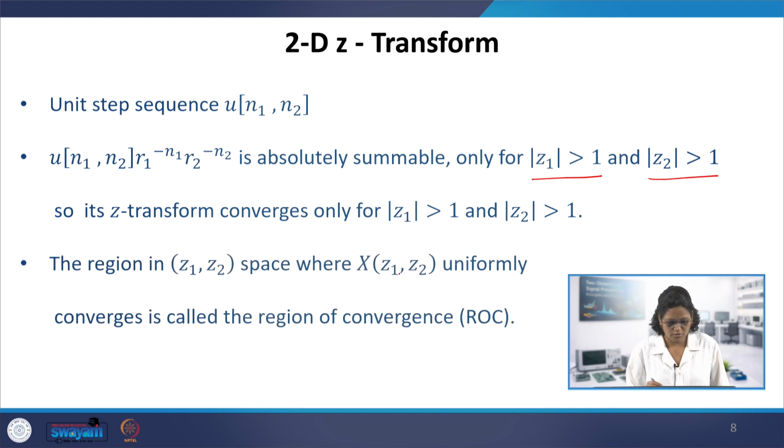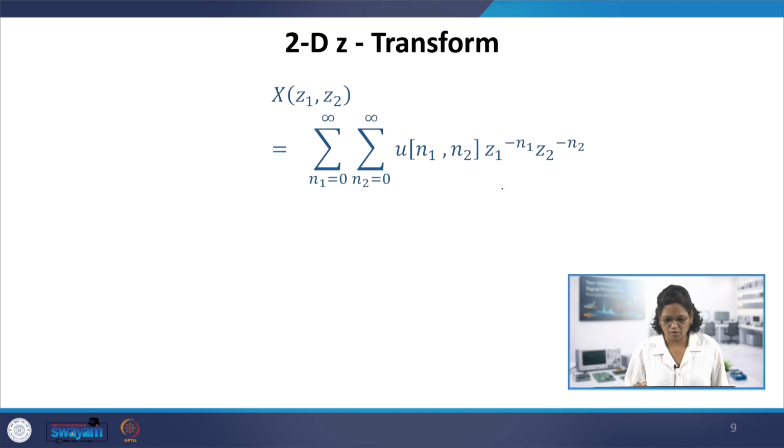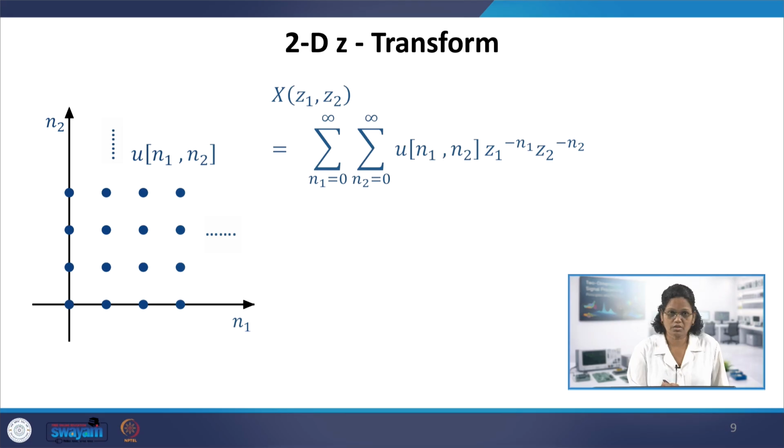Now the region of convergence is the range of r for which it is absolutely summable, or it gives the summation less than infinity. We can look at this in the space of the z1 and z2 plane, first considering this step sequence. So how do we give the step sequence in 2D? If we recall the very first few lectures on 2D signals, we plotted the sequences wherein u of n1 comma n2 is 1 for n1 greater than or equal to 0 and n2 greater than or equal to 0. These are the first quadrant sequences. The region of support here is that first quadrant.